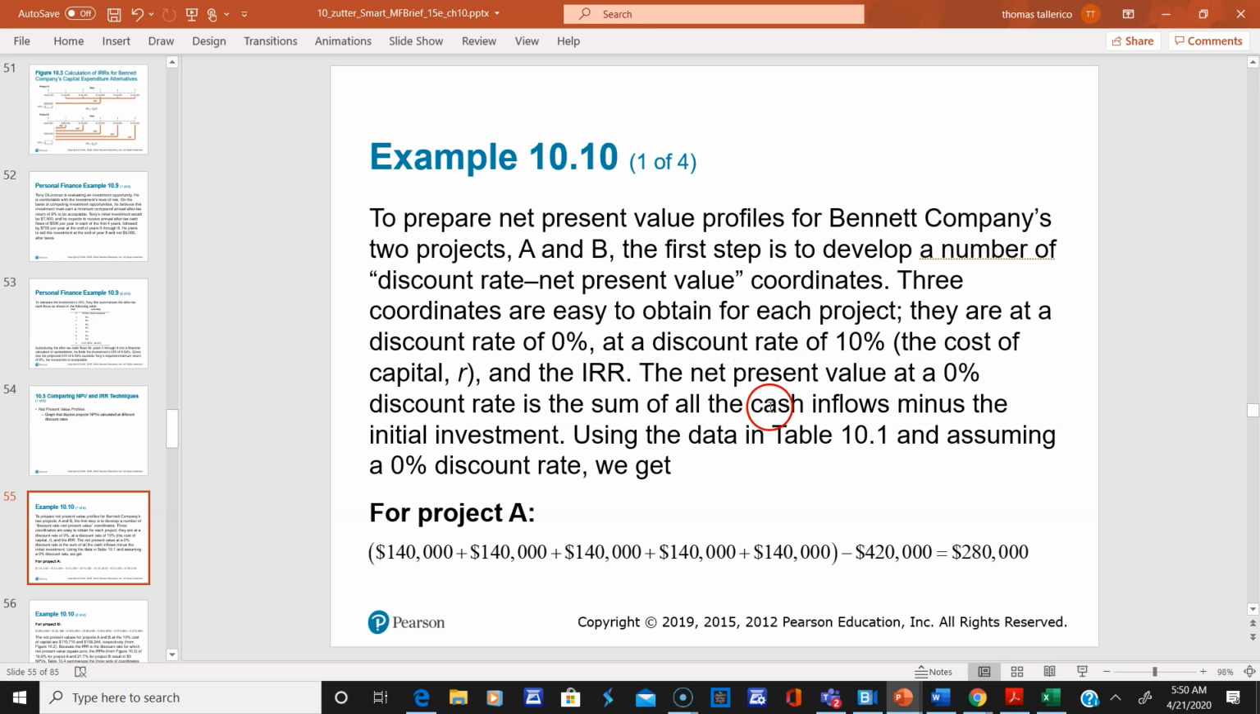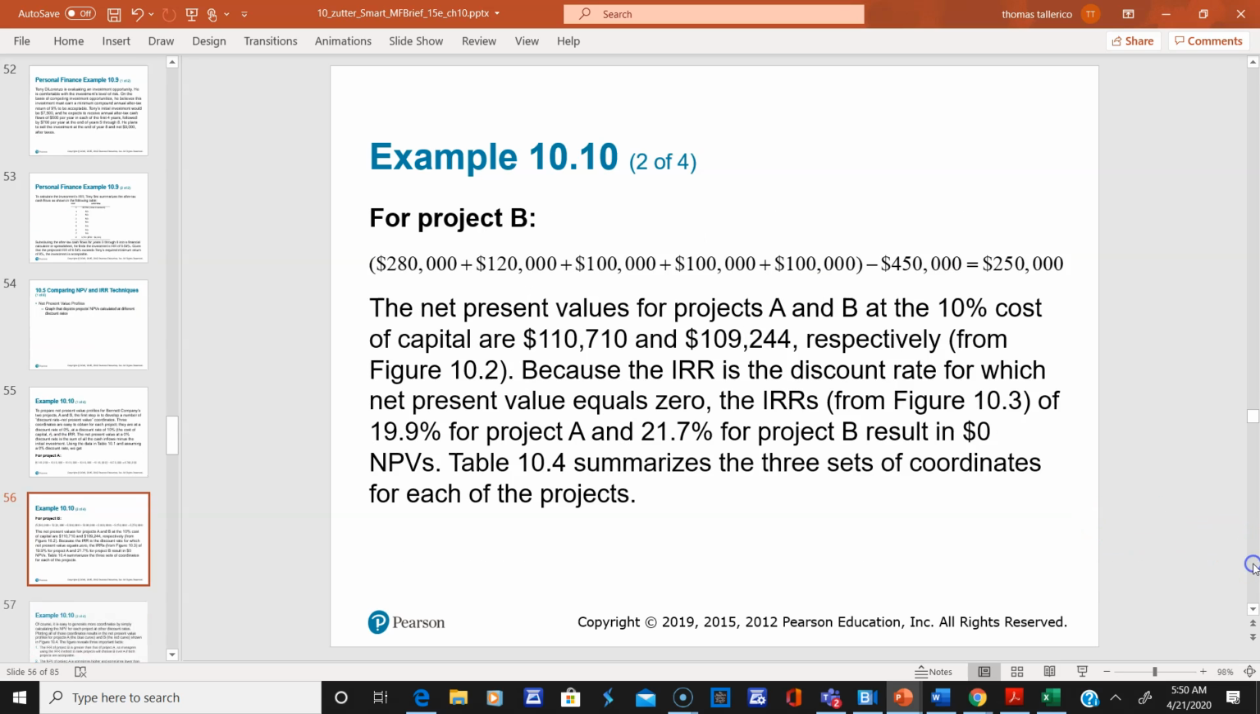So the net present value at a 0 discount rate is the sum of all the cash flows minus the initial investment. Okay. So we basically just go through these coordinates here. And for project B, we go through these coordinates. And we come up with this, right? So the net present values for project A and B at the 10% are as follows here, which I write here, right?